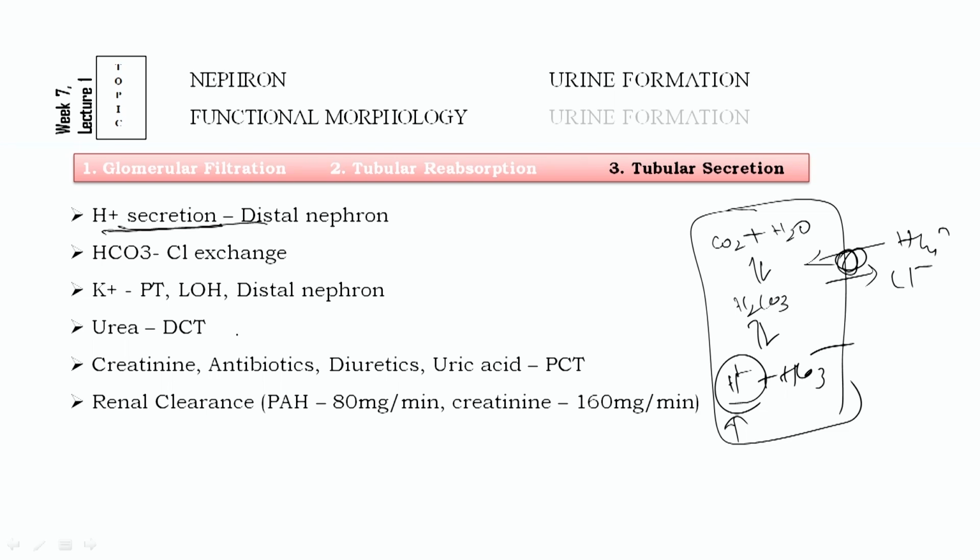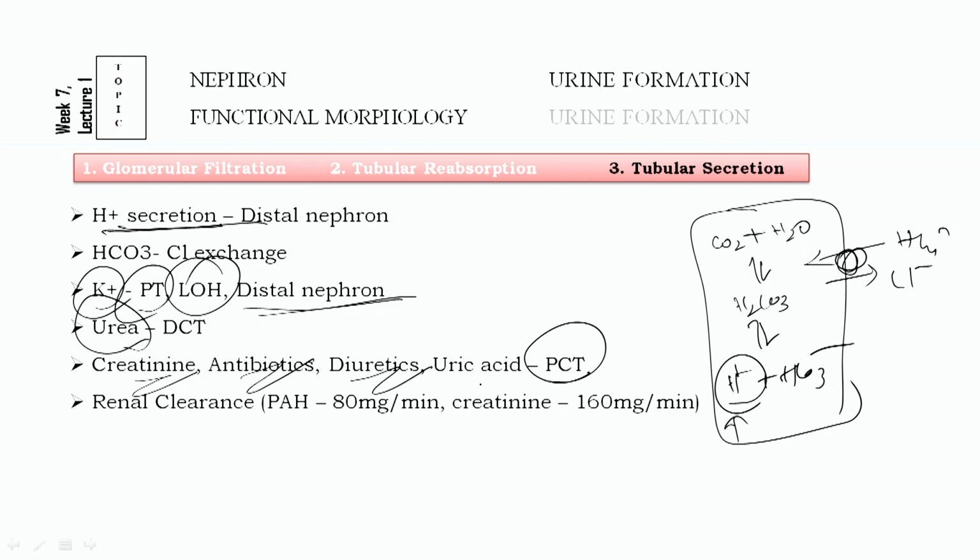And the next is that the potassium ions. Usually the tubular secretion of the potassium ion takes place at the proximal tubule, loop of Henle, as well as the distal part of the nephron. And then the urea, it is mostly seen at the distal convoluted tubules, whereas in the proximal convoluted tubule you can see the secretion of the creatinine and the antibiotics, diuretics, and the uric acid. So all these components are secreted in the proximal convoluted tubule itself.